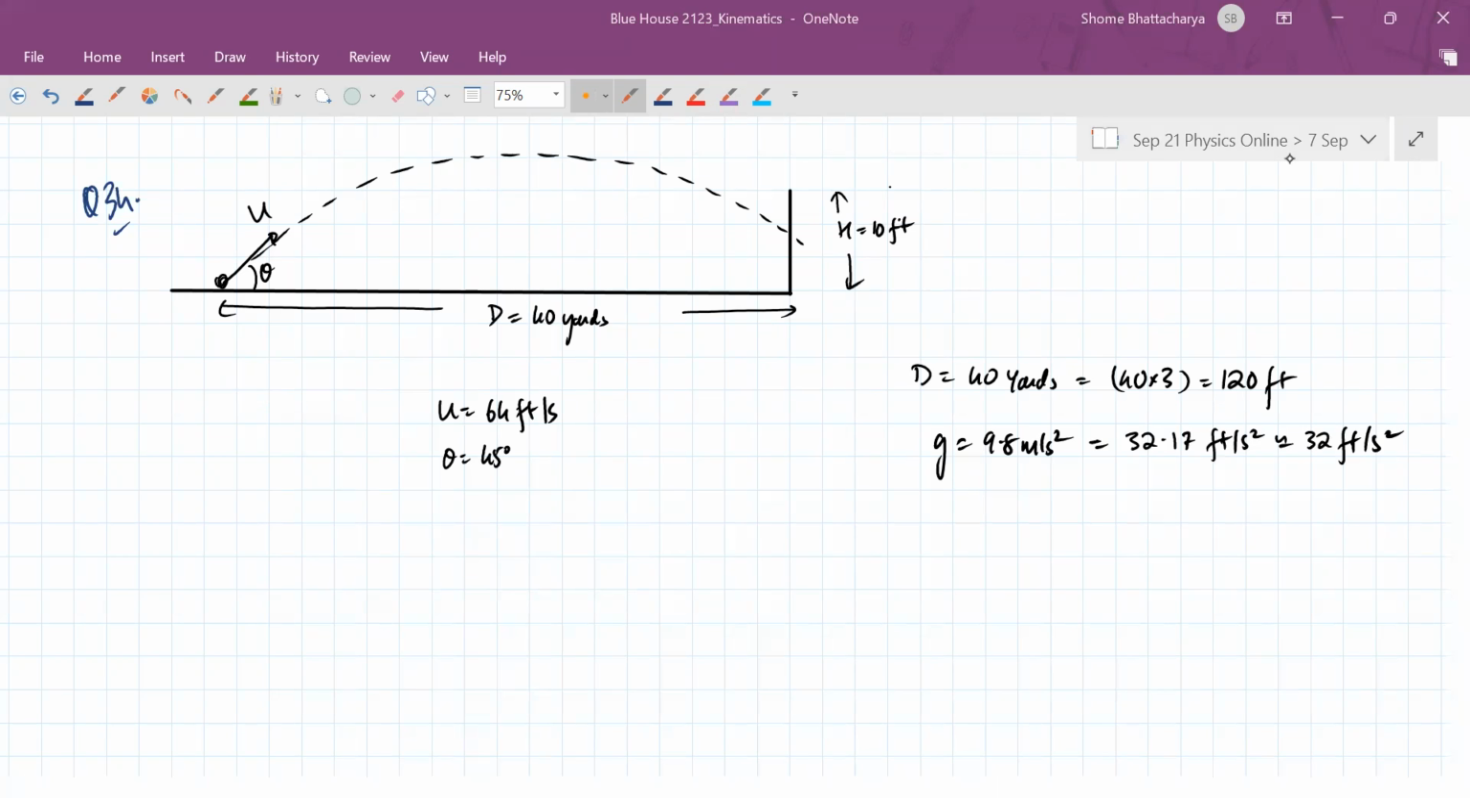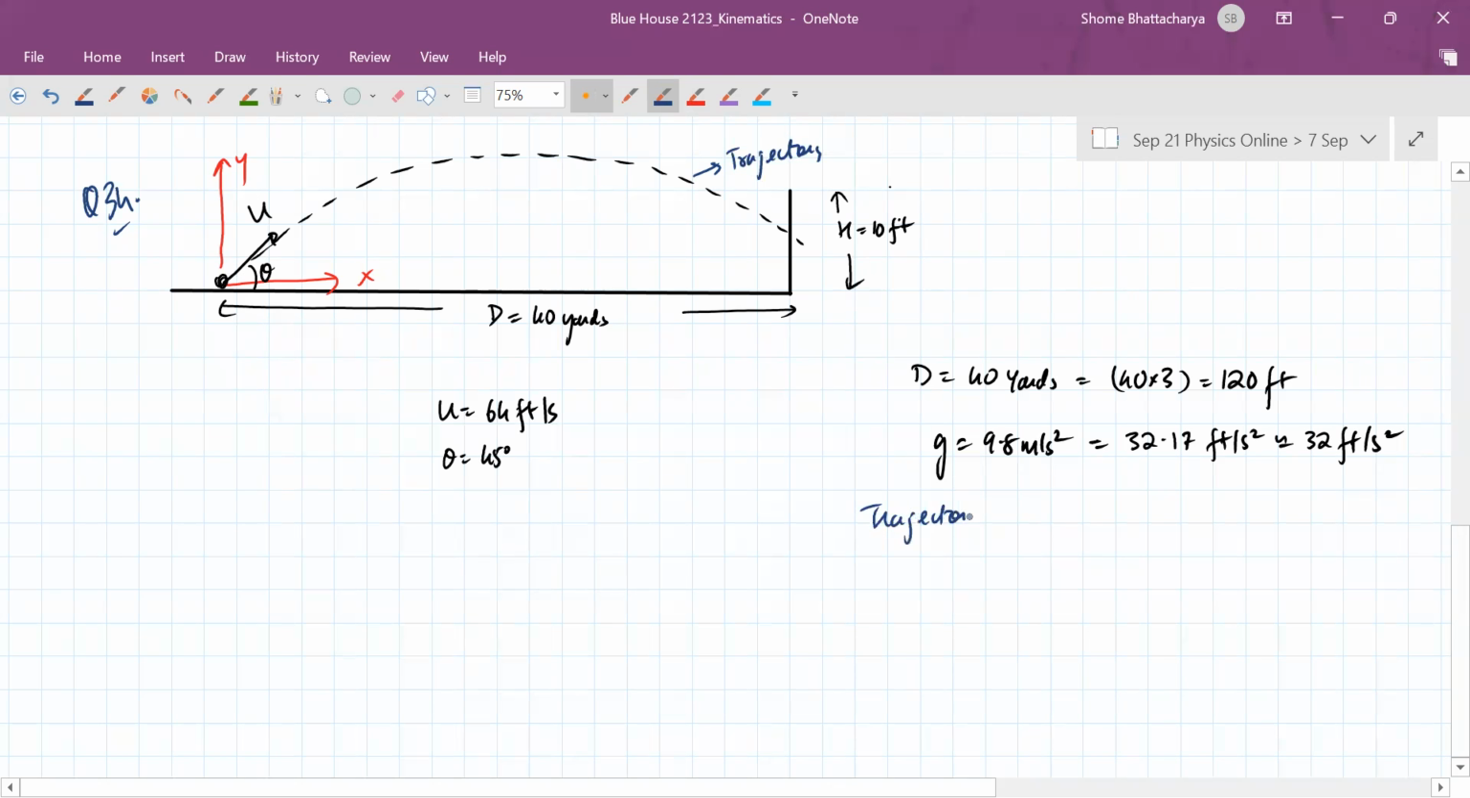So now the easiest way to solve this is to write the equation of trajectory. This is x and this is y. The equation of trajectory of the projectile. Just remember this form, it is easier, where R is sine 2 theta divided by g.